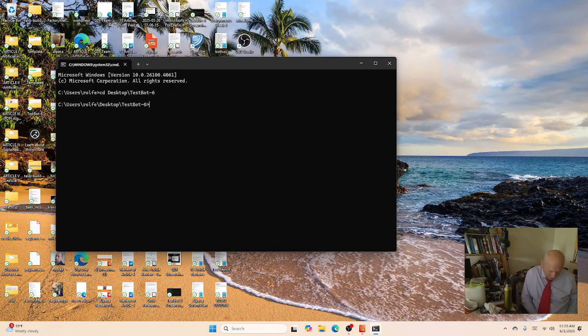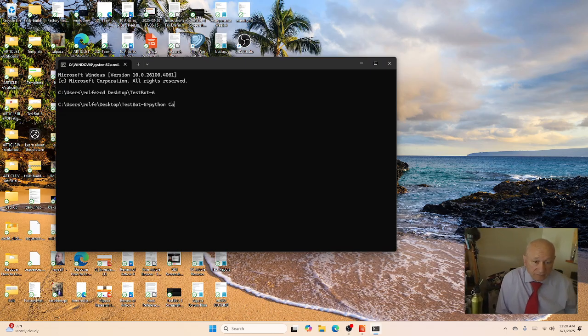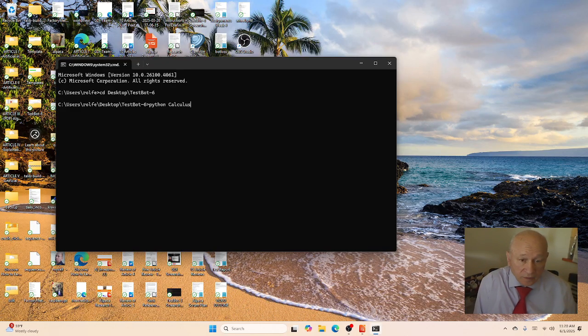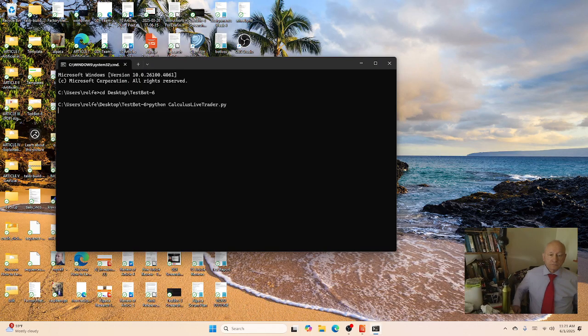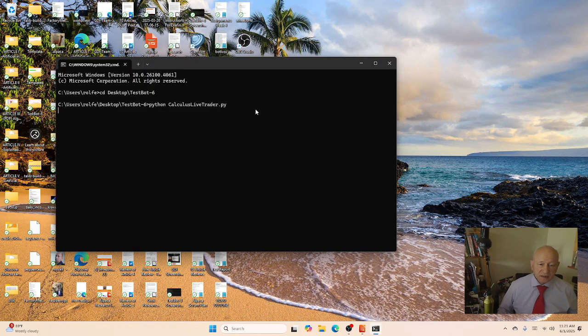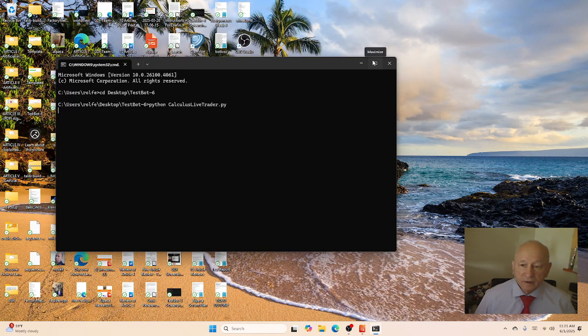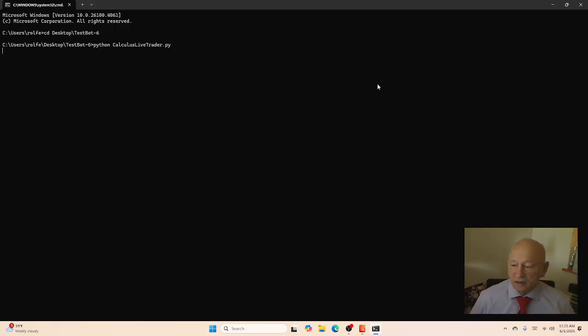And I give it a go with Python configuration. It's called Calculus Live Trader, because it does live trades using calculus. It takes a minute to get started. Once it's going, you'll be able to see it quite clearly, some of the results of the way it works.